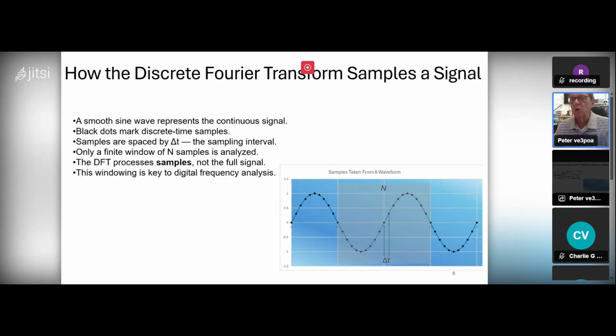So here's the core idea. Discrete Fourier transform only works with a finite set of numbers. It doesn't see the original continuous signal, just this extracted portion of it. And that's why it's called discrete.